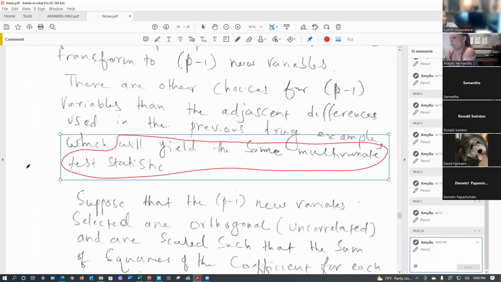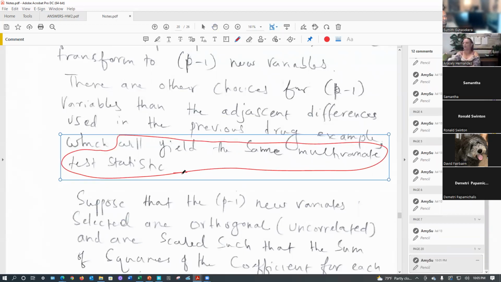That's the invariance property. Invariance, it's not going to change. This is the place where they mention what's going to happen if, instead of using this transformation, you go to a different polynomial transformation. Nothing is going to happen. Your test results would be the same at the end of the day.